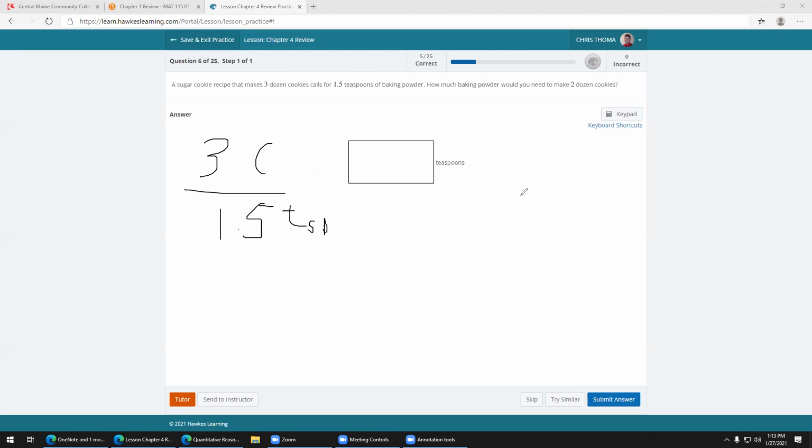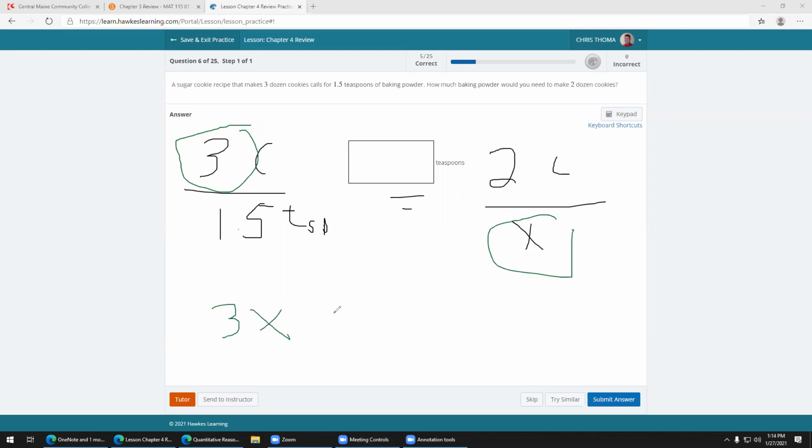Right? And I need to change this to equal 2 dozen cookies is how many teaspoons, so x. And so what you can do is you can cross multiply. So what you do is you multiply this numerator with this denominator, sorry, so that's 3x, put in my equals, and then multiply 1.5 with the 2, so that should just be 3.